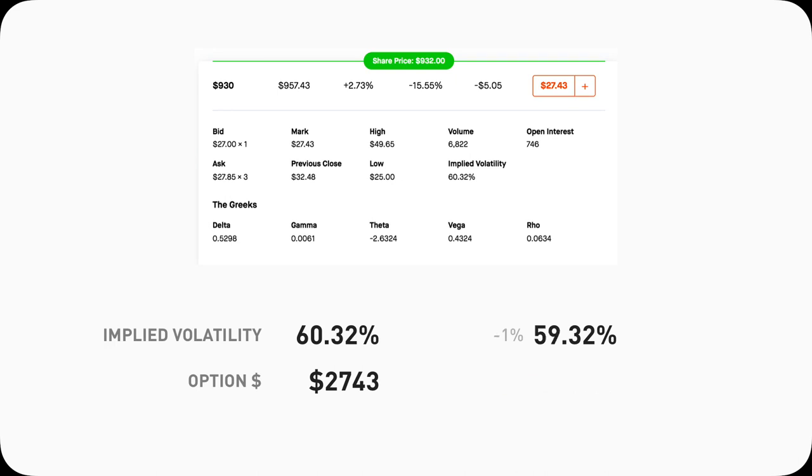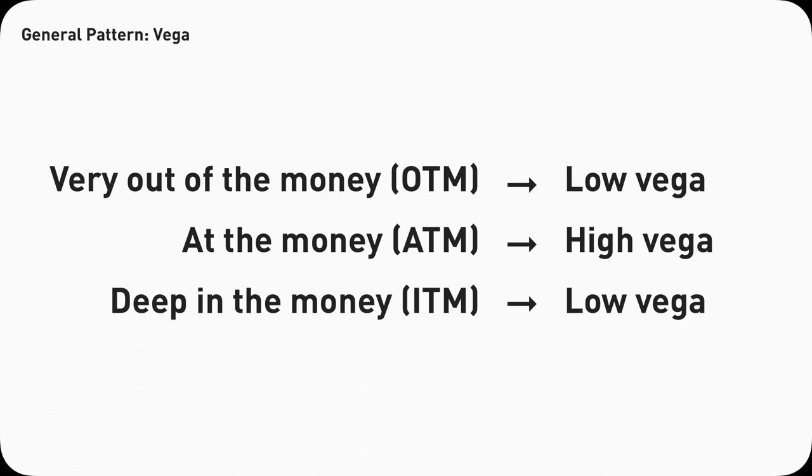On the flip side, if its IV drops from 60.32% to 59.32%, this call option price will drop to $2,700. As some general patterns, the further the strike price is away from the current price, the lower the Vega is, so volatility won't have much impact on the option price.